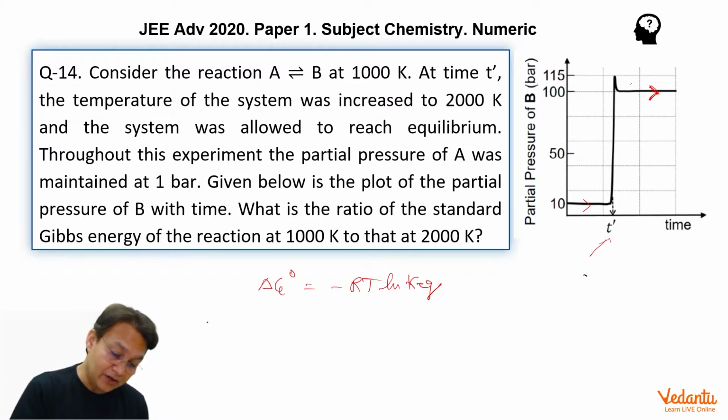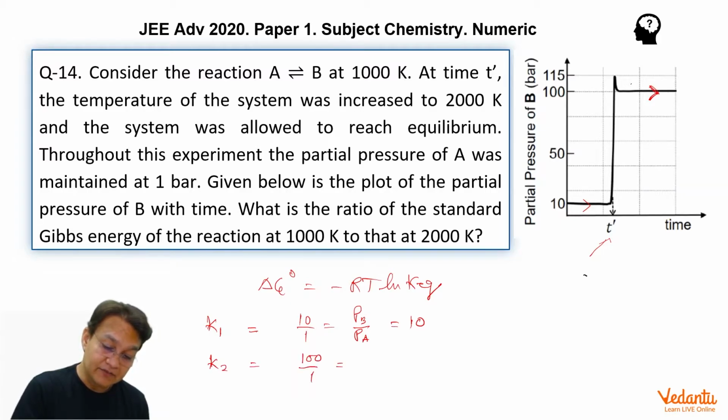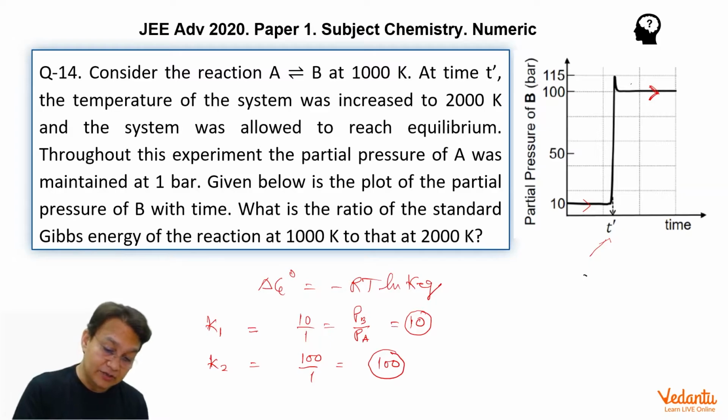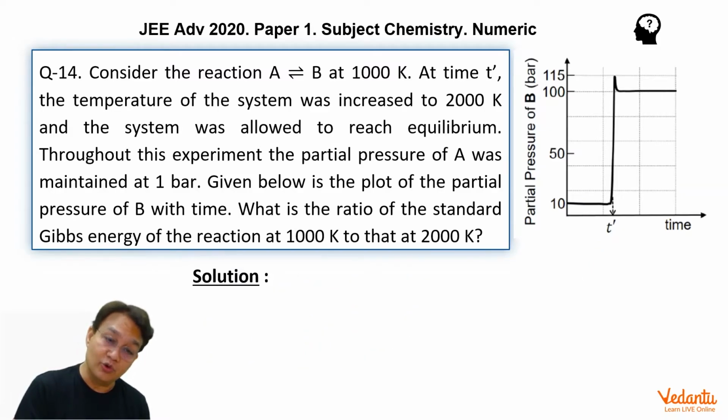So K equilibrium 1, let's call it K1, is equal to 10 upon 1, which is partial pressure of B upon partial pressure of A, so 10. Similarly, K2 is equal to 100 upon 1, which is equal to 100. So the equilibrium constant has changed from 10 to 100. It has increased from 10 to 100. So let's find out the ratio of delta G1 naught and delta G2 naught.